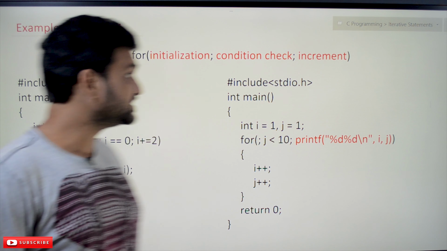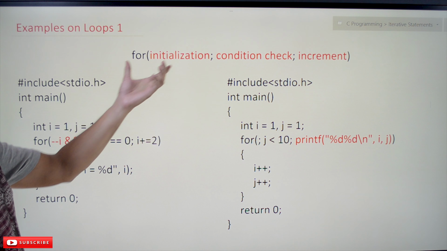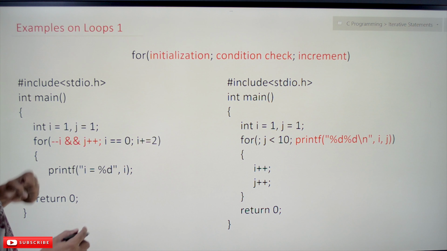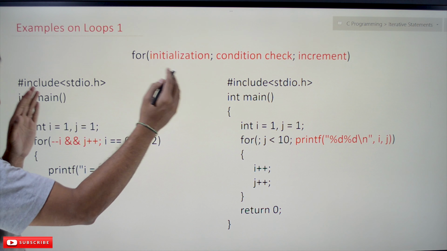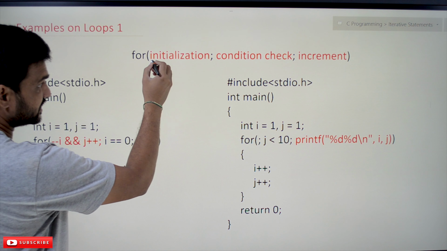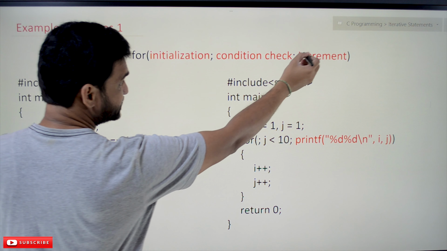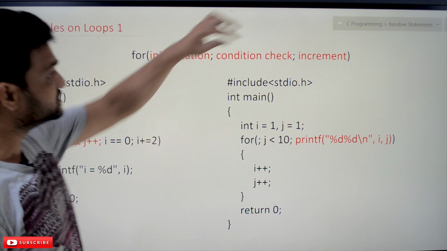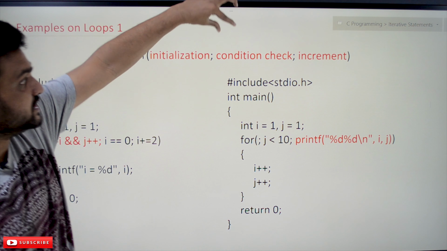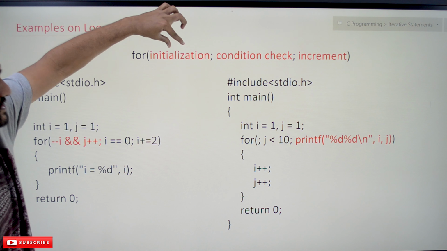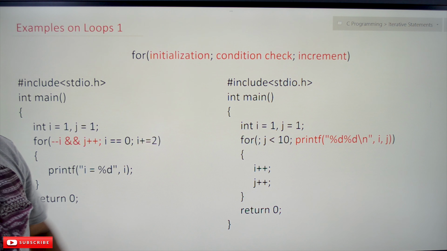Now coming to this class, in our previous class where we discussed the for loop, we said that the for loop has three parts. One is for initialization, the next is for condition check, and the next is for increment. Increment means the incrementation of the variables is done in this third part, this is for checking the condition, and this is for initializing the variables.